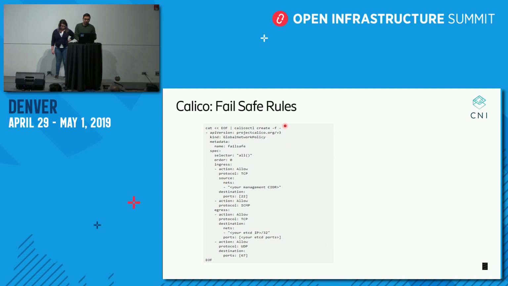The command uses calicoctl create to create this fail-safe rule policy, and it applies to all known endpoints since this is a global network policy. It allows inbound SSH access from my management subnet. It allows outbound connectivity to etcd on a particular IP address. If you have multiple etcd servers, you should duplicate the rule for etcd destinations. Then it allows inbound ICMP, and it allows outbound UDP on port 67 for DHCP. So this is an example fail-safe rule, and it's always recommended that you have one for your environment as well.